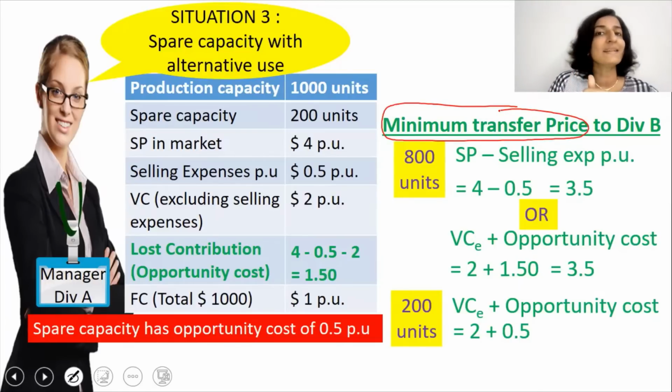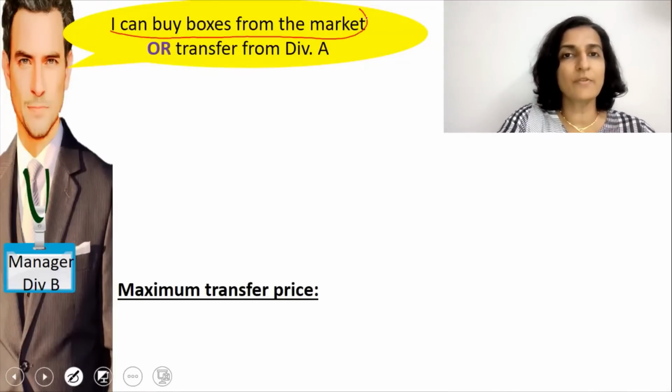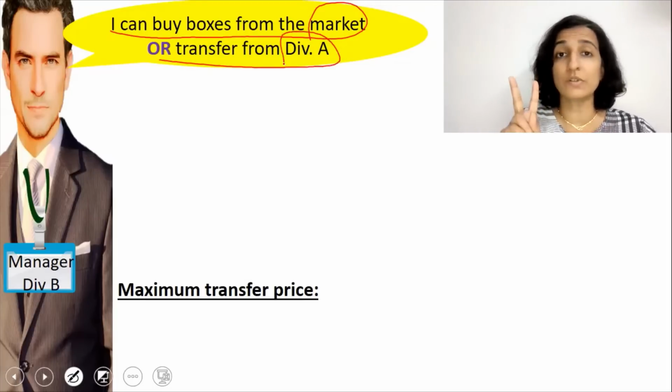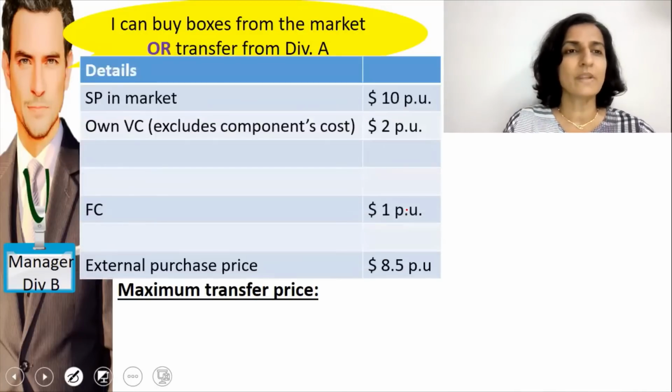Now here we are with the manager of division B. He says, I can buy boxes from the market or can transfer from division A. So he's got two options. What is our aim? Our aim is to find out what is the maximum transfer price. So let's get to the details.